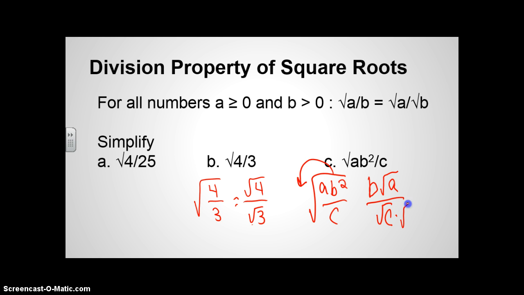So I'm going to multiply the denominator by the square root of C, and multiply the numerator by the square root of C. And we can combine things. We'll leave the B outside the radical sign, so B times the square root of AC all over C. And that is my final answer for C right there.